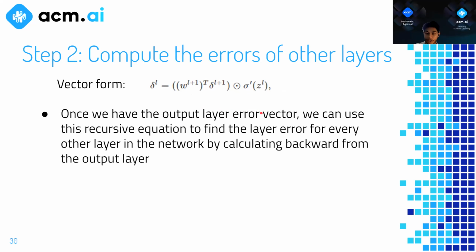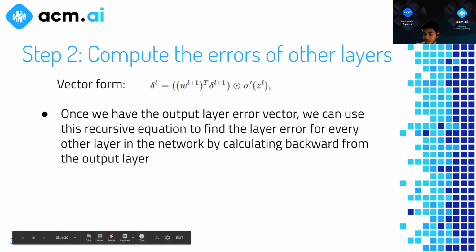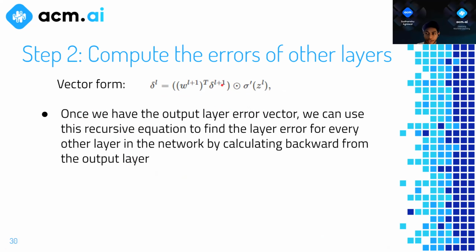The formulas are obviously irrelevant, but the takeaway is that we use the error of the next layer to calculate the error of the current layer. And that's what's important. If you want to calculate this, we better have this already. So that means we need to go backwards. We need to calculate this first and then go on to this layer.